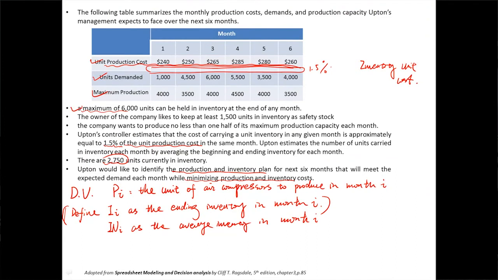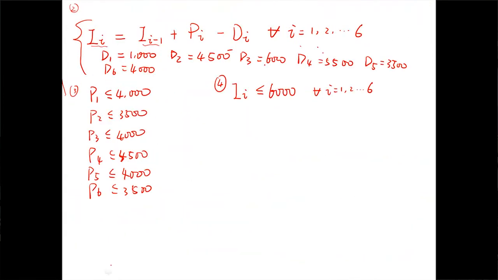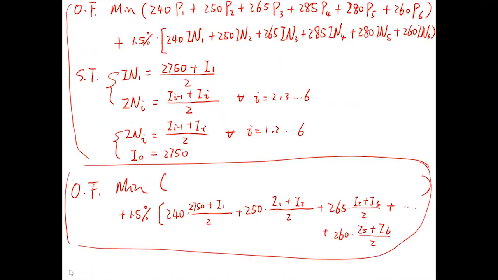Okay, check. We need to keep at least 1,500 units of inventory as safety stock. So besides this less than or equal to, we also need a greater than or equal to. The fifth one is I also needs to be greater than or equal to 1,500 for all I.